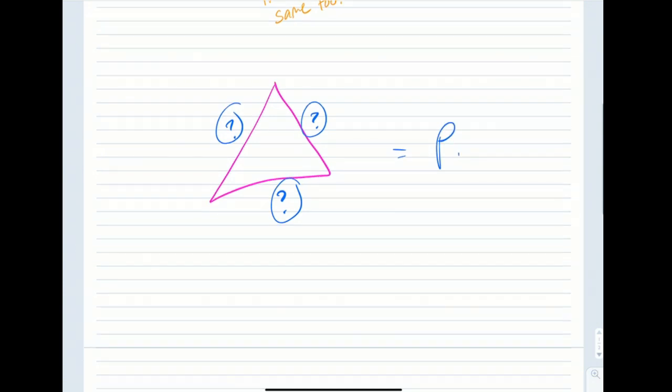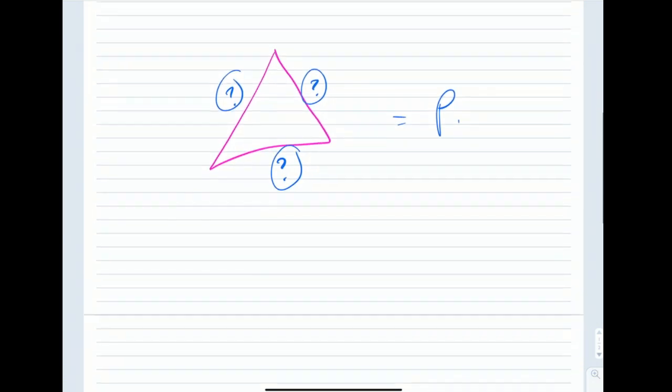Okay? The only thing I can do to trick you with perimeter is to make you work a little bit harder to try and find out one of those other lengths, or maybe more of those other lengths.